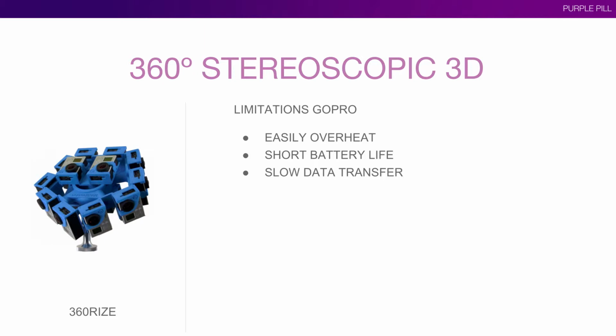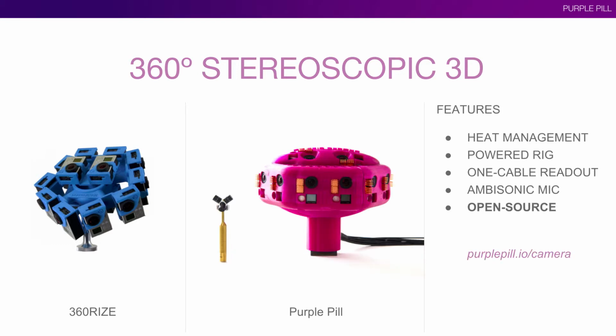Because VR requires high-resolution, high-frame-rate images, also the cams quickly run out of power, especially if you have Wi-Fi turned on, which you will because you'll need a GoPro Wi-Fi remote to turn all 14 cams on at the same time. On top of that, taking 14 SD cards out one by one to transfer your footage to your editing station is quite labor-intensive. With our Purple Pill camera, we try to solve all of these issues.